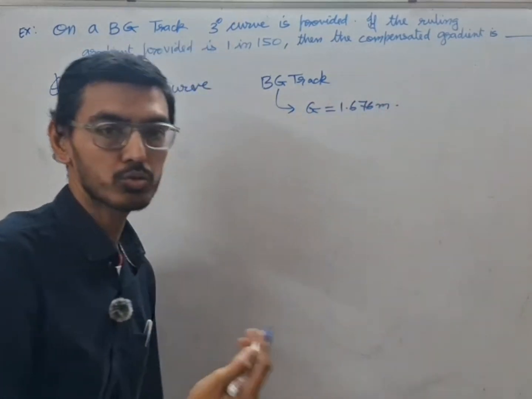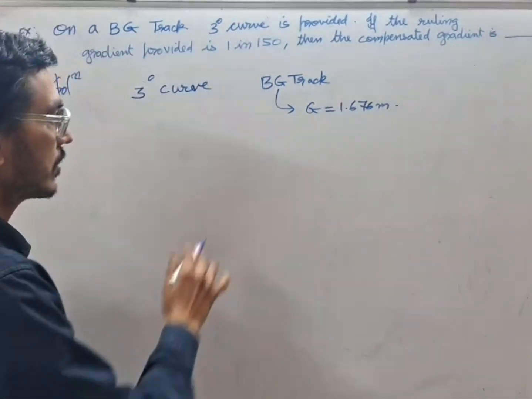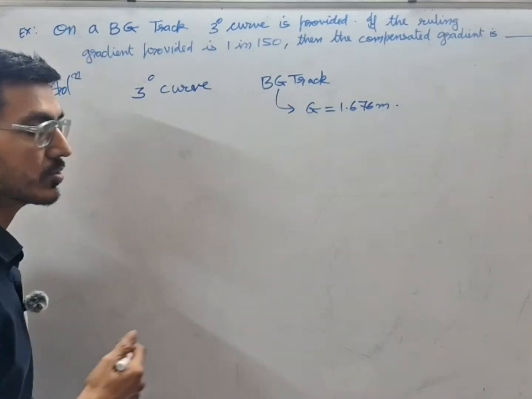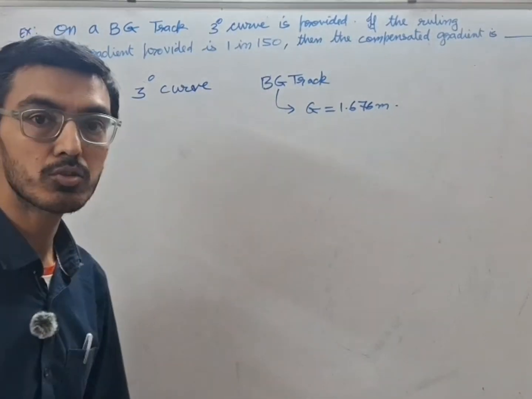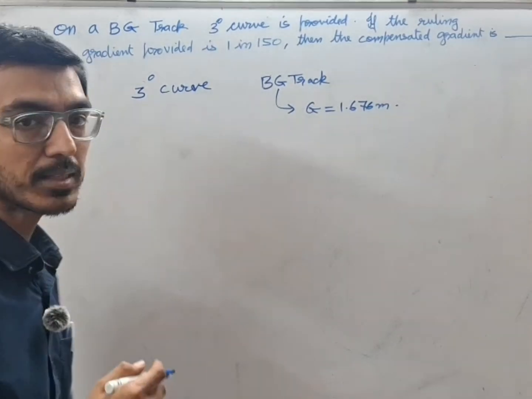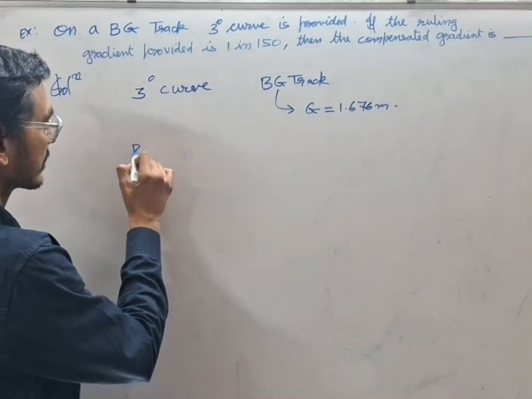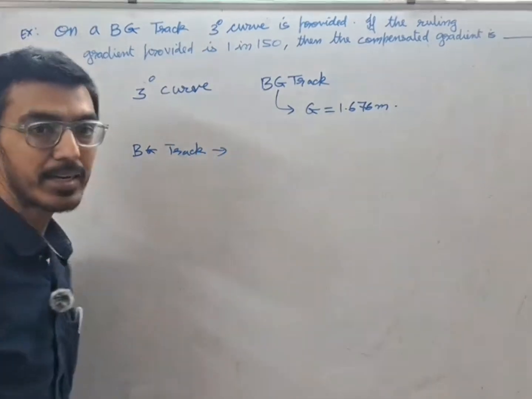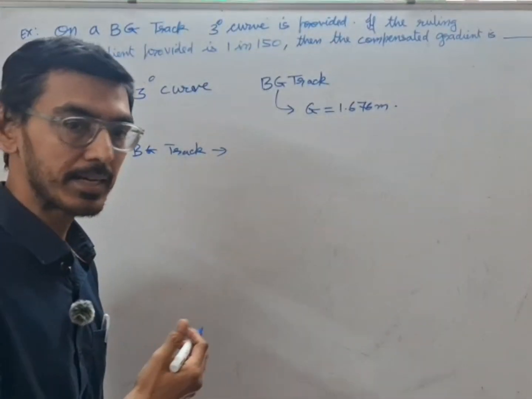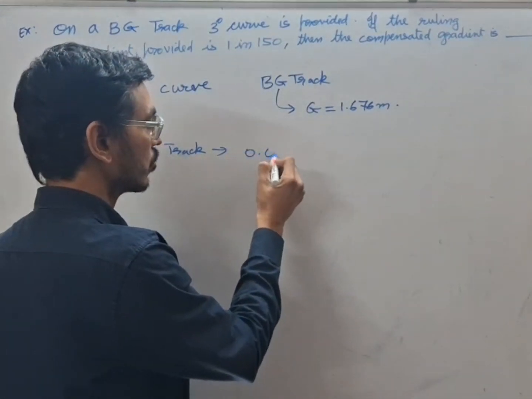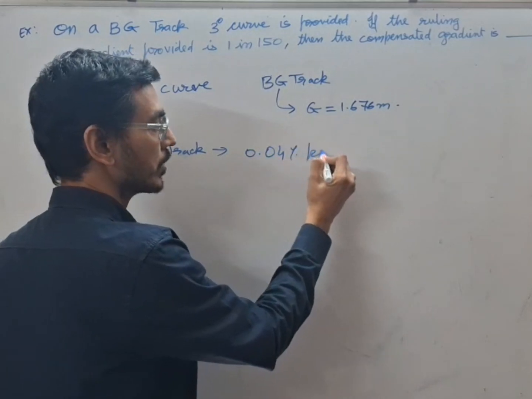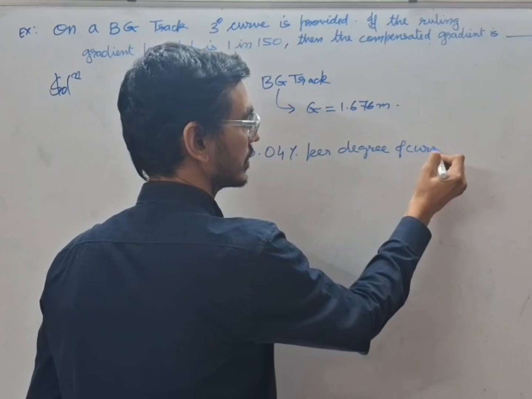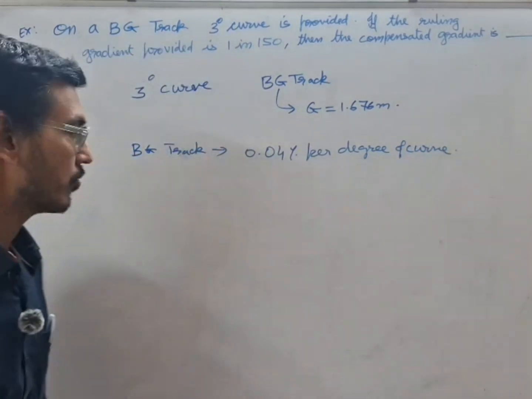Of course this is not useful in this question, but still you should know that in a BG track the gauge length is 1.676 meter. Now one more thing which you have to remember is, in case of BG track, mostly in exams they are giving BG track only. So the grade compensation is standard, that is 0.04 percentage per degree of curve. Okay, this you have to remember, this is very important.